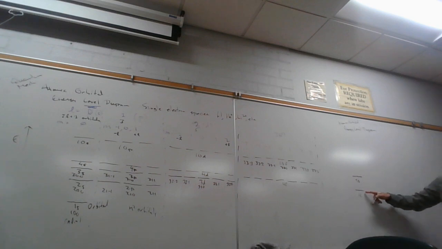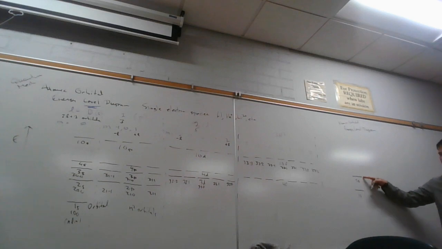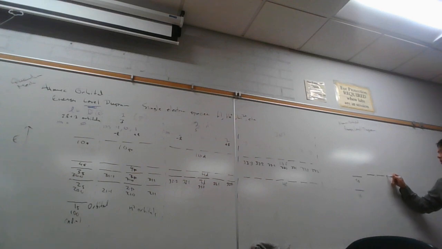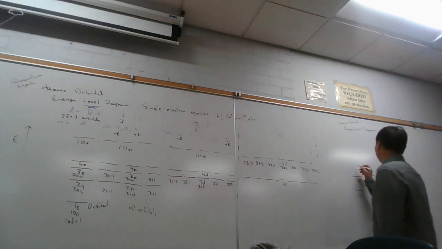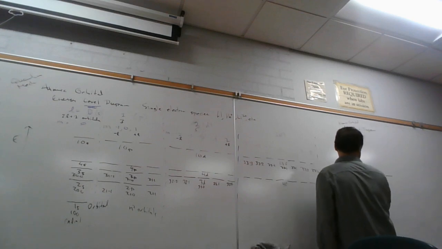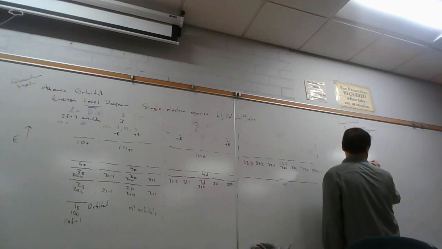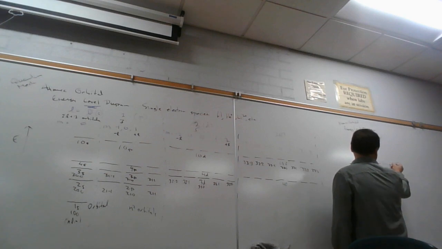And so when we go to the next energy level, n equals 2, the 2s and the 2p no longer have the same energy. The 2p are just slightly higher in energy than the 2s. And then it jumps up to the 3s. So we get to the 3s, and then the 3p are slightly higher in energy.